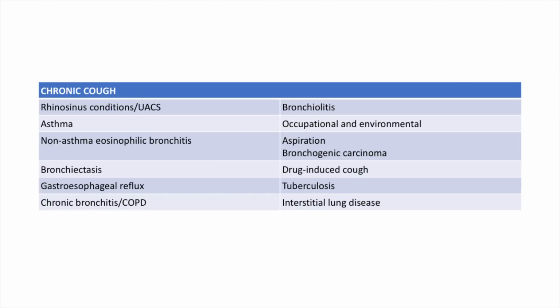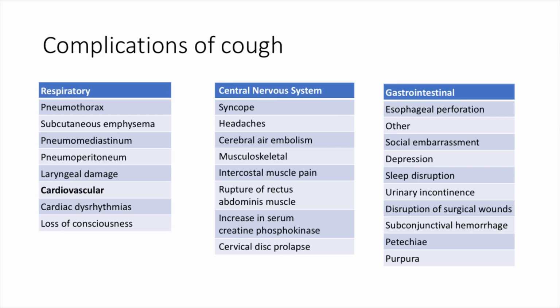And the common causes for chronic cough include rhinosinus conditions, UACS, asthma, non-asthmatic eosinophilic bronchitis, bronchiectasis, GERD, chronic bronchitis, and COPD. And the less common causes are bronchiolitis, occupational and environmental causes, aspiration, bronchogenic carcinoma, drug-induced cough, tuberculosis, and interstitial lung diseases.